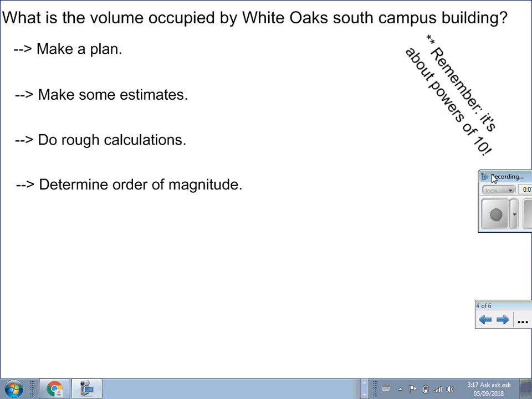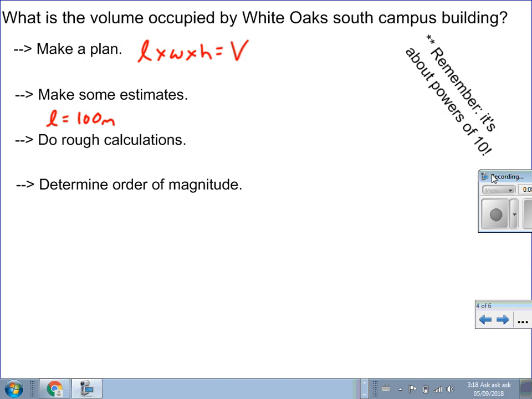So first thing, how do you get it figured out? Well, in my case, if I was going to do the volume occupied by White Oak's campus building, I would pretend it's going to be a prism, a rectangular prism. So it's going to have a length, a width, and a height. And I'm going to go L times W times H equals V. That's how I'm going to figure this out. Make some estimates. I'm going to say length is about 100 meters. That's the length of a track or a soccer pitch. Might be a little bit more than that, I'm not sure.